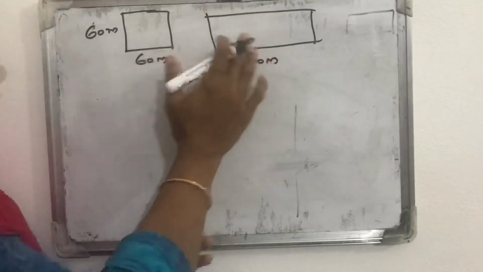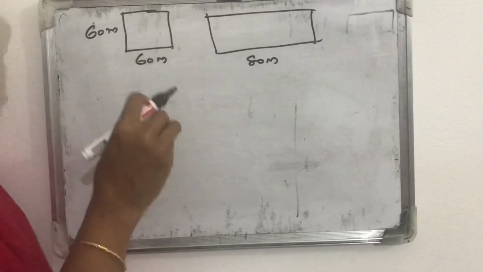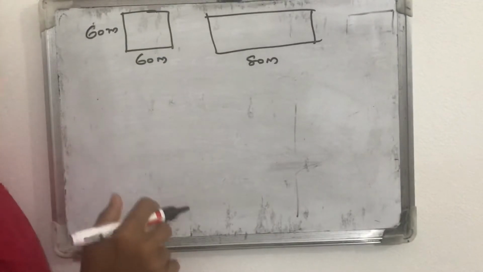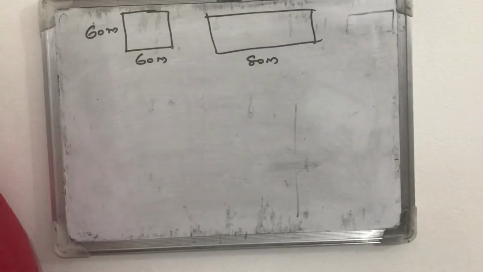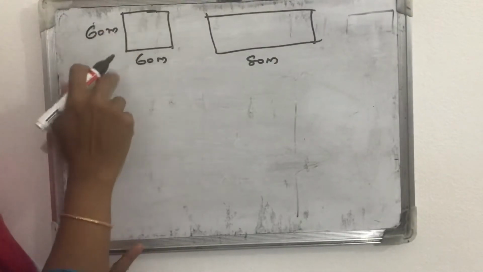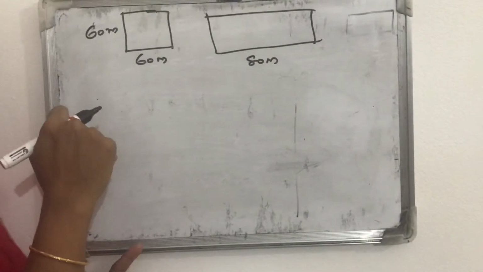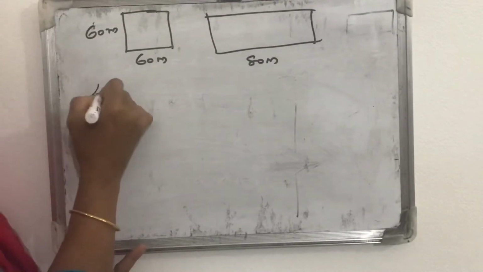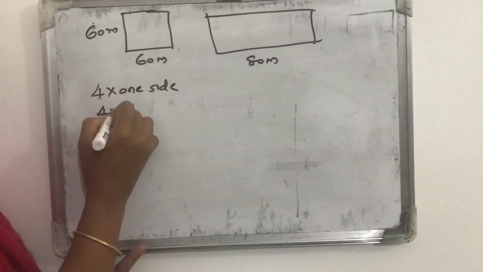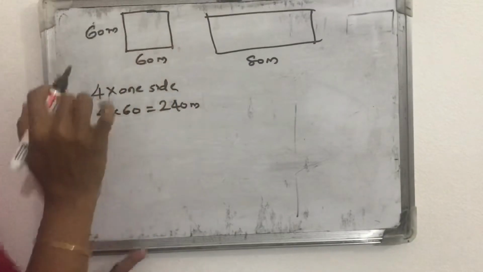So if both have the same perimeter, we want to find out the area of both. Are they equal or not, or which area is larger, that we want to answer. We know the perimeter of a square with side 60. The perimeter of the square is 4 into one side, that is 4 into 60. So we get 240 meter as the perimeter of the square.